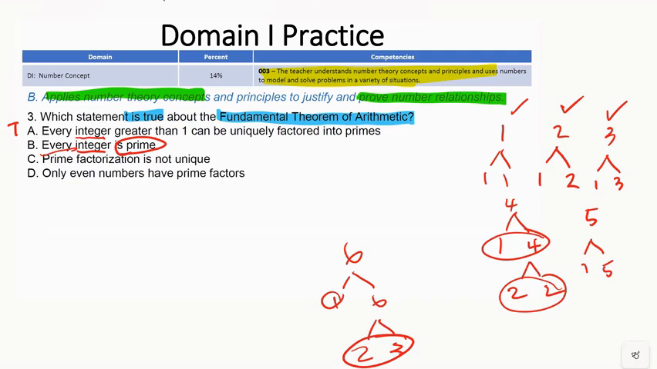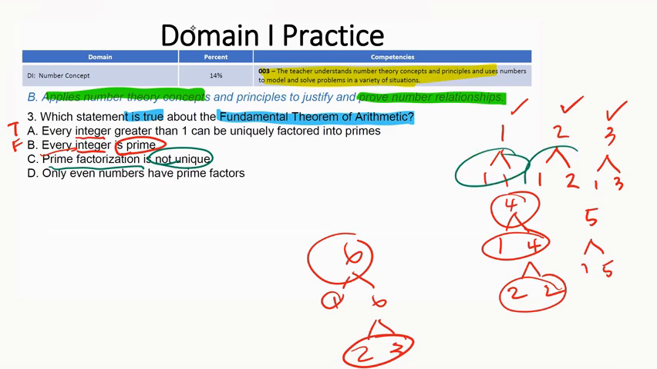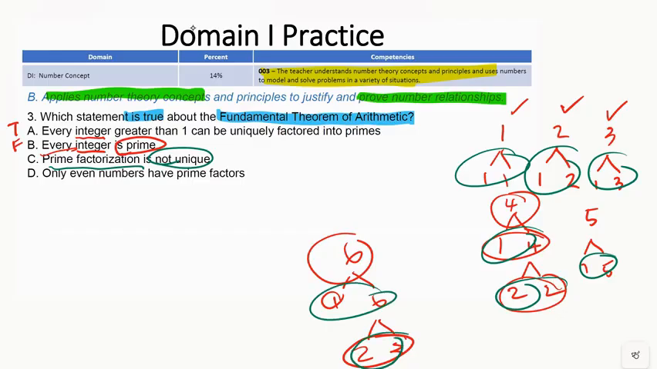False. It's false because like 6 and 4, there's more than 2 ways to do it. So that's false. Prime factor, oh yeah, what we're doing right now is prime factorization. The choice says prime factorization is not unique. That word, not unique, tells us it's not the answer. What I'm doing right now is prime factorization, but that word not unique makes it false. I'm not going to choose that answer.